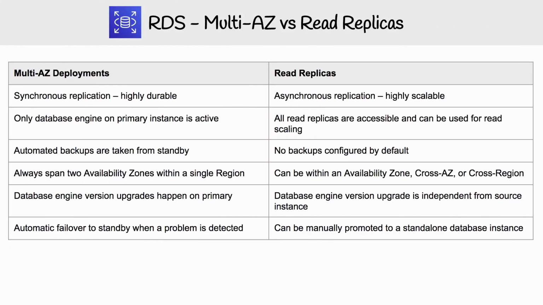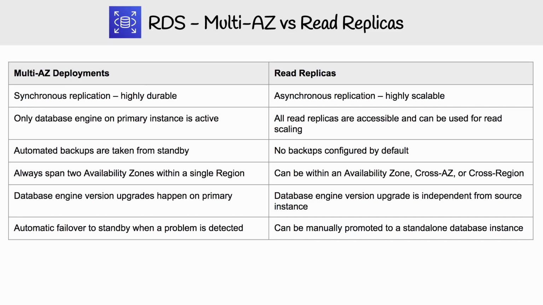So now it's time to compare multi-AZ and read replicas, because it's very important to know the difference between the two. So for replication, multi-AZ has synchronous replication and read replicas have asynchronous replication. For what is actually active on multi-AZ, it's just going to be the primary instance. So the standby, it doesn't do anything. It's just there. If the primary instance becomes unavailable, then it becomes the primary instance. Where read replicas, the primary and all the replicas are being utilized, okay? We're going to have automated backups are taken from the standby.